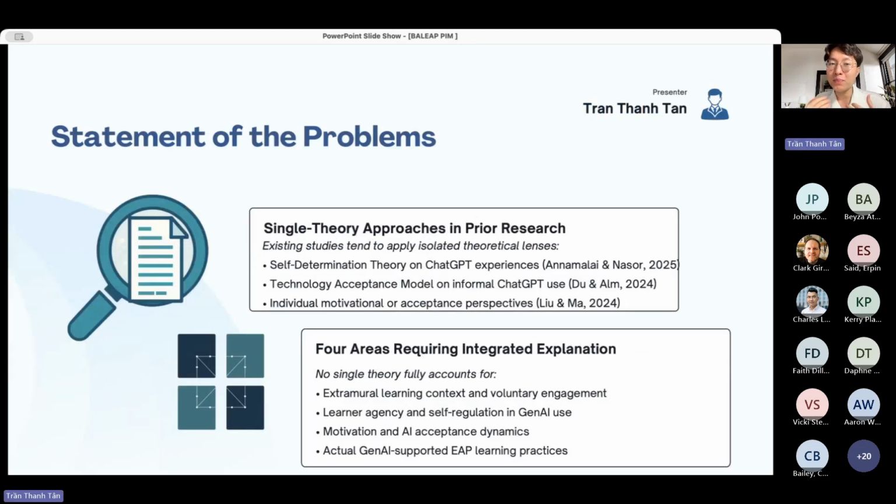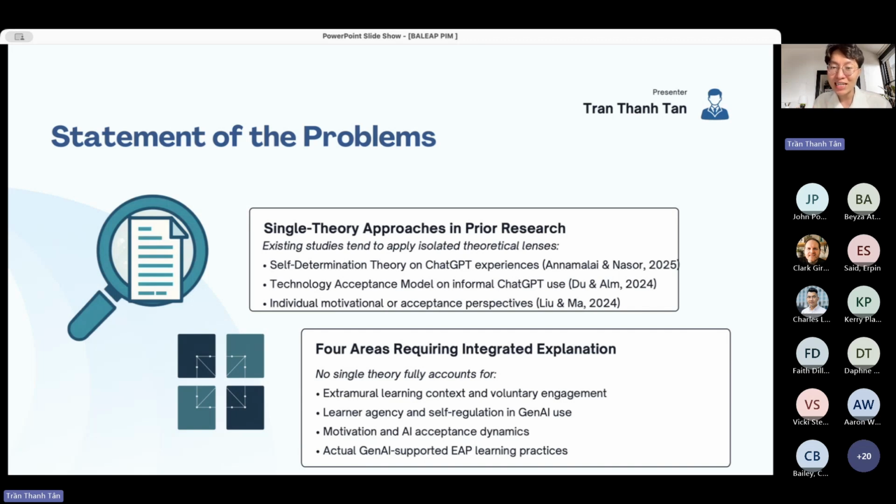Beside that, most studies these days are found to use single-theory approaches in prior research. For example, we have a paper using self-determination theory. We have TAM, this model is so famous in our field. And for Liu and Ma, we have the individual motivational and acceptance perspective. There are four areas that require integrated explanation.